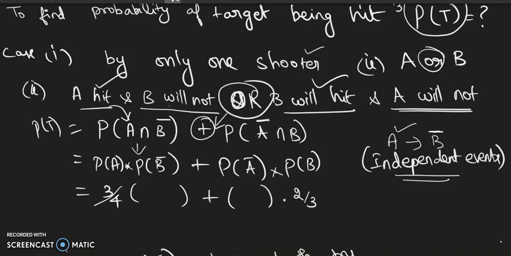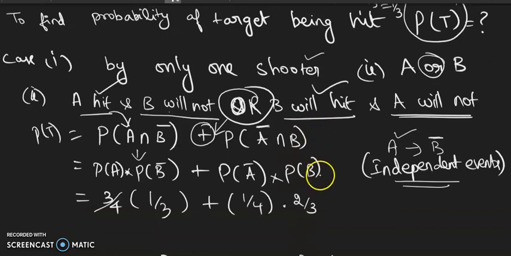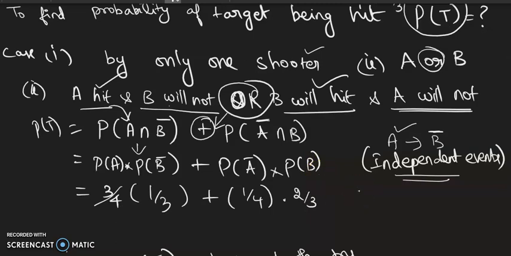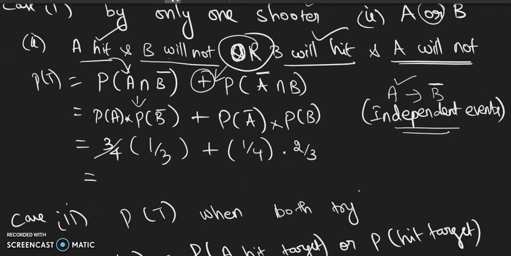Similarly, P of A bar into P of B. So what is P of B bar? 1 minus 2 by 3, that is 1 by 3. And what is P of A bar? That is 1 minus 3 by 4, 1 by 4. We have to just simplify and calculate this value. Okay, try to simplify and calculate this on your own.